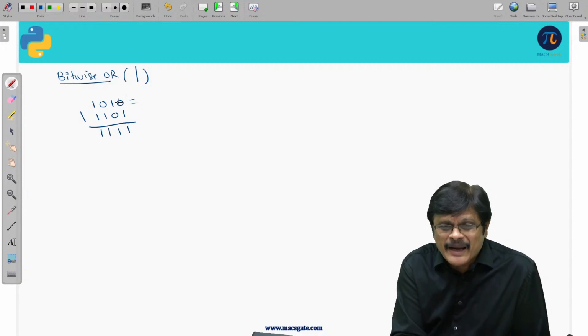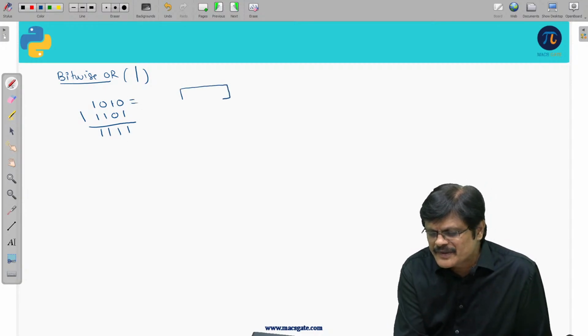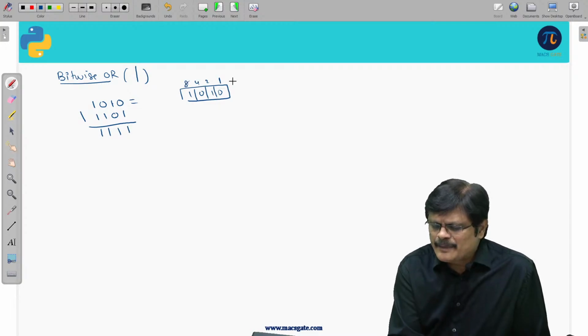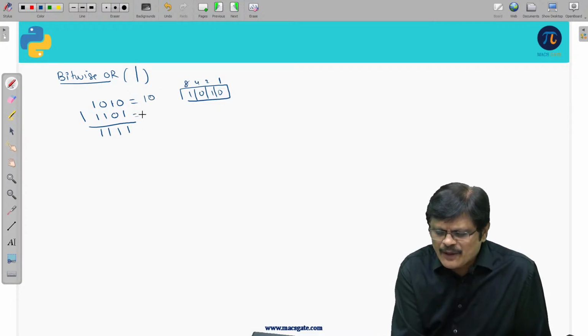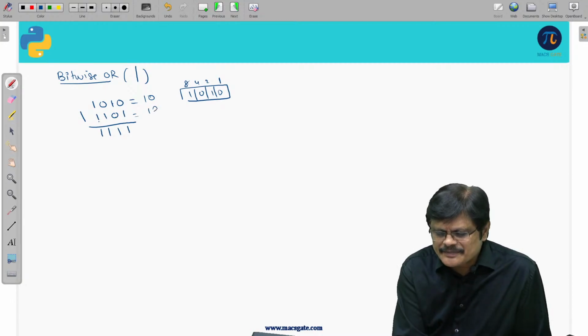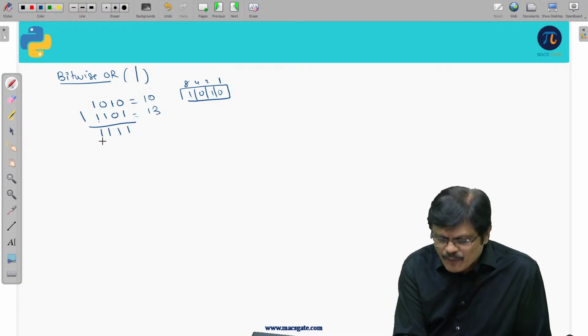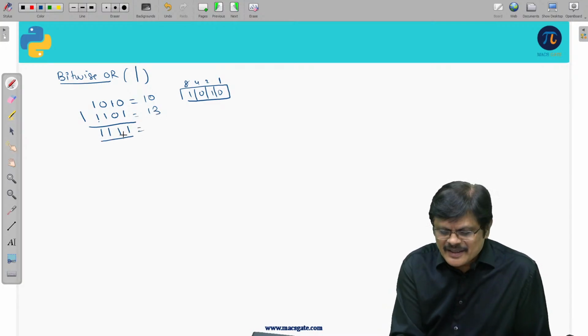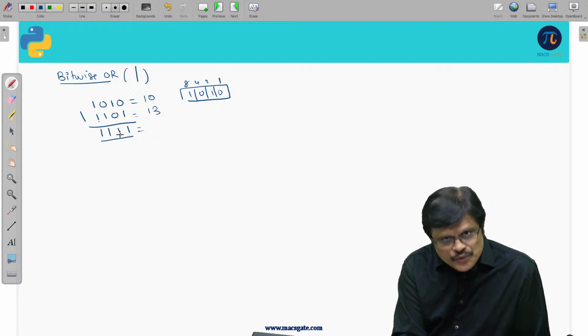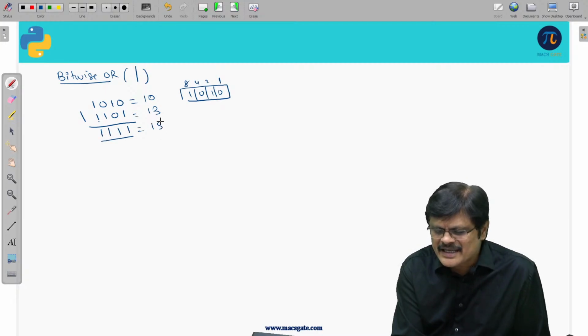Actually, if you see the binary representation of it, what is the number? 1 0 1 0. It is 1s, 2s, 4s and 8s. 8 plus 2, this is actually 10. And what about this? It's like 8 plus 4, 12 plus 1, 13. This is actually 13. And what is the result here? The result is 8 plus 4, 12 plus 2, 14 plus 1, 15 is the answer.